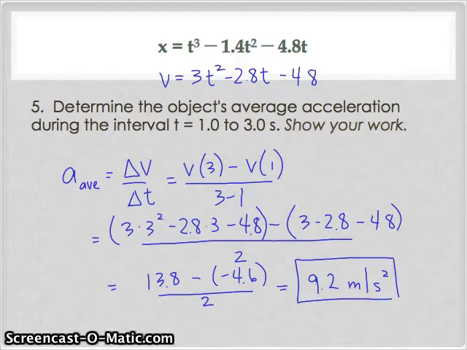So here we get 9.2 meters per second squared. Again, standard units in, standard units out.